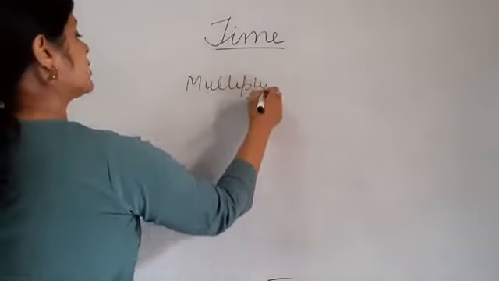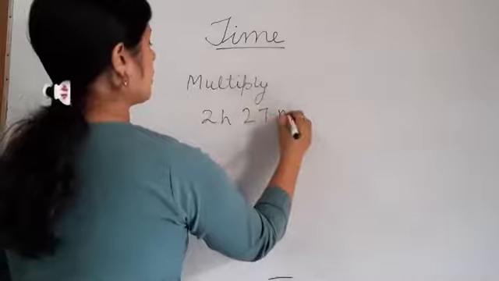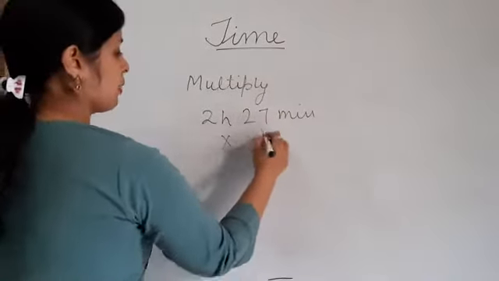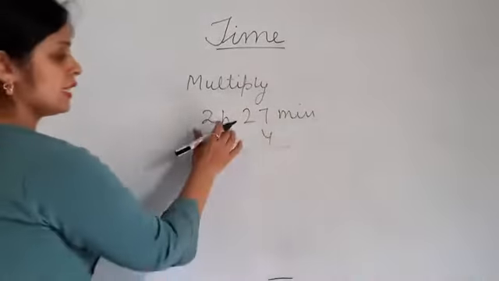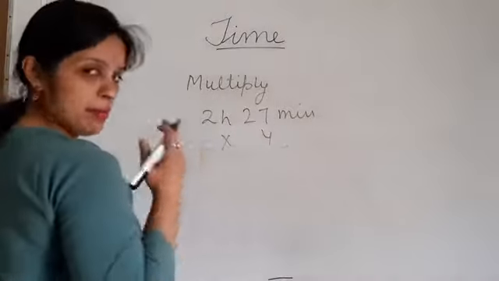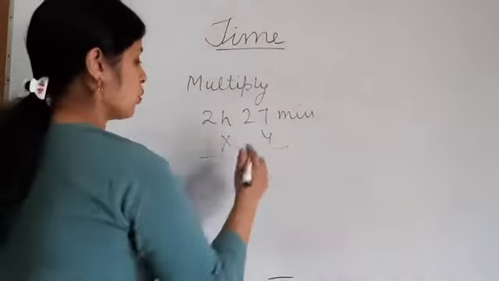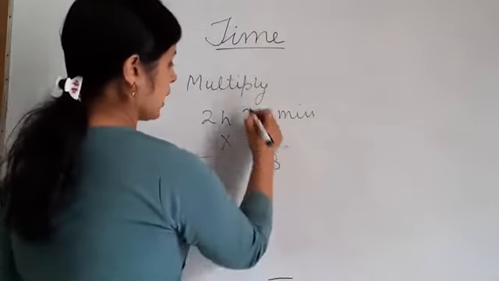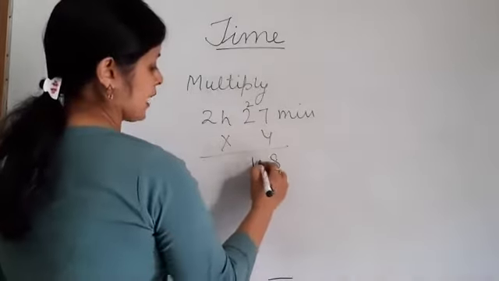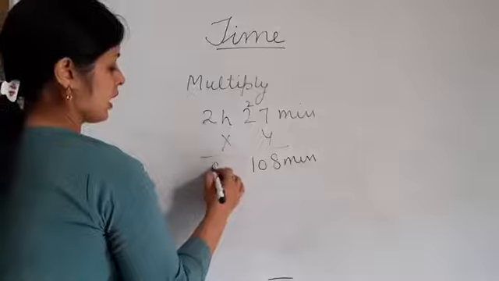When we multiply time, suppose we have 2 hours 27 minutes to be multiplied by 4. Consider these as two separate sums, meaning hours will be multiplied by 4 separately and 27 will be multiplied by 4 separately. So 7 4s are 28, 4 2s are 8, 8 plus 2 is 10, so 108 minutes will be written here, and 4 2s are 8 hours.